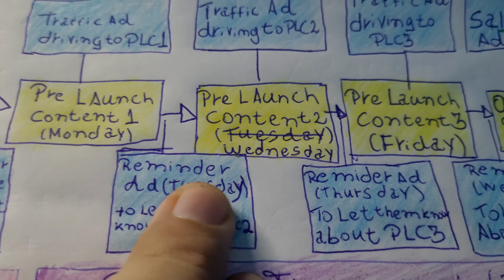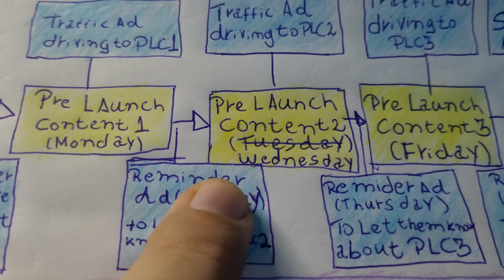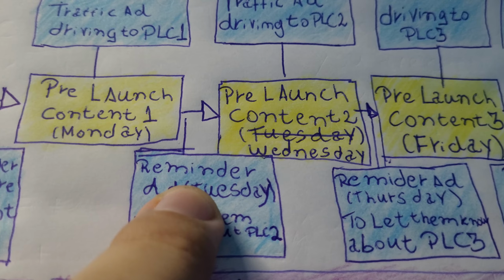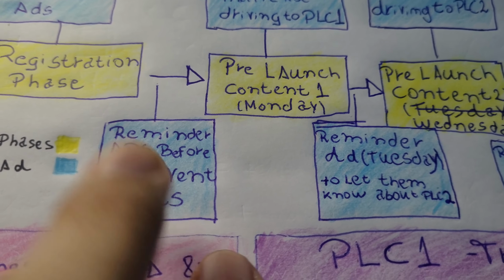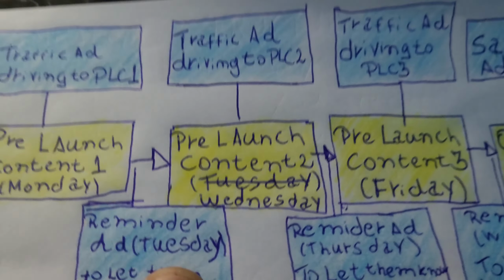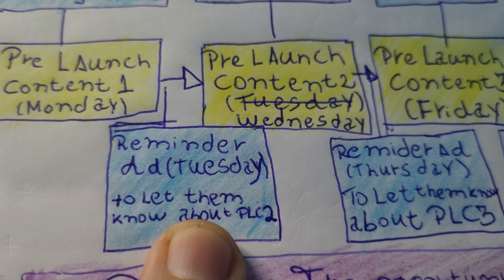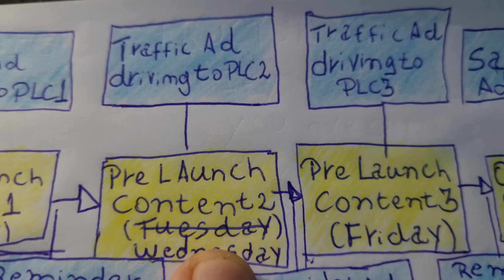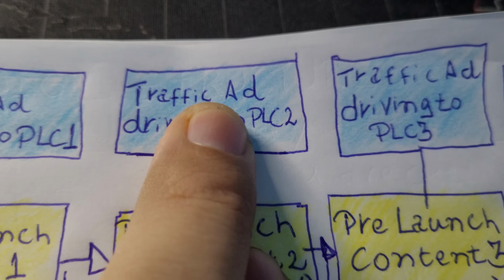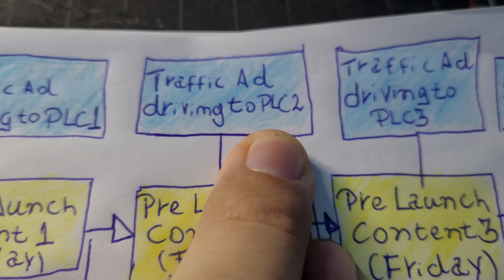And then on Tuesday, you can use another reminder ad to let them know about the PLC2, okay? It's basically the same as this one, but this one you can start on the weekend, and this one you can start one day before the PLC2. And on the day of the PLC2, Wednesday, you can also start a traffic ad driving to PLC2.